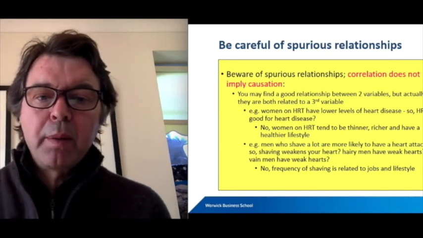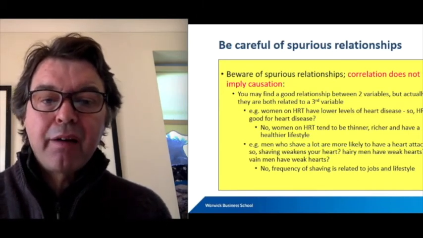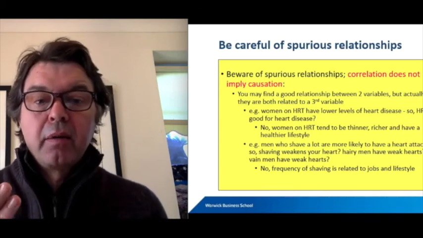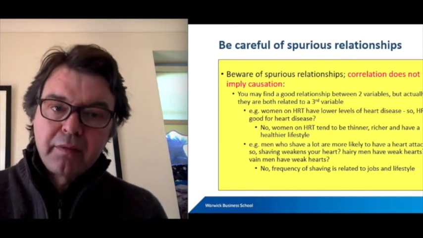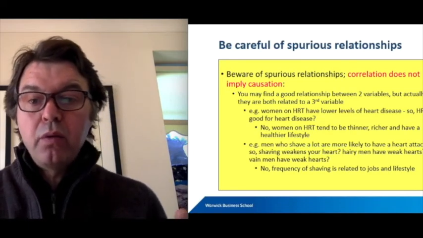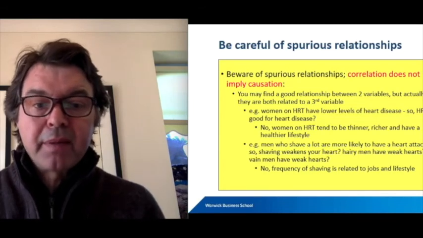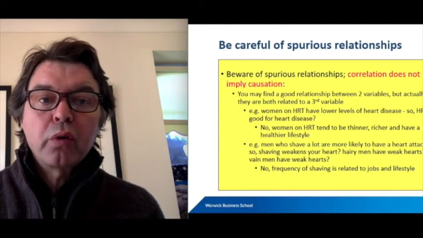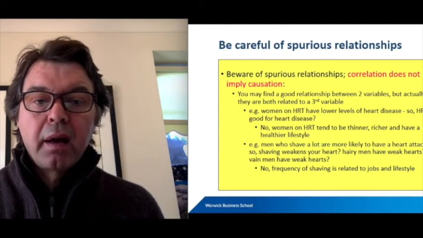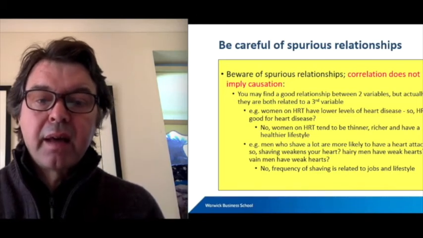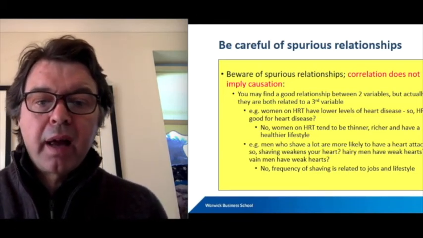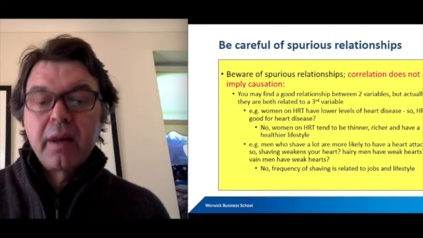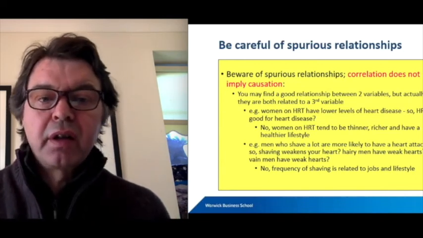So you may find a good relationship between two variables, but actually they are both related to a different variable. So for example, women on hormone replacement therapy have lower levels of heart disease. Okay, so if you look at the data, you'll see women on HRT have lower levels of heart disease. So therefore, you might say, ooh, great, so hormone replacement therapy is good for heart disease. Actually, no, there is no causal link between HRT and heart disease. Actually, women on HRT tend to be thinner, richer, and have healthier lifestyles, and that is what causes the lower levels of heart disease.